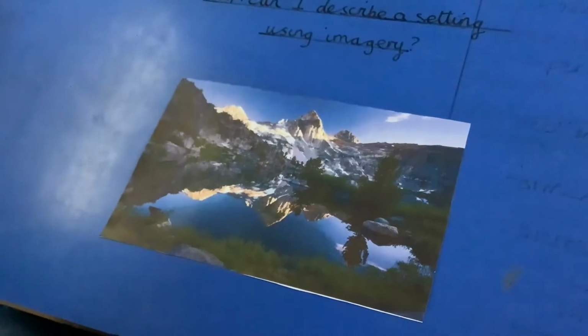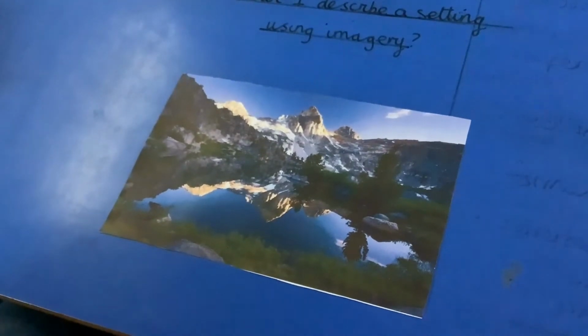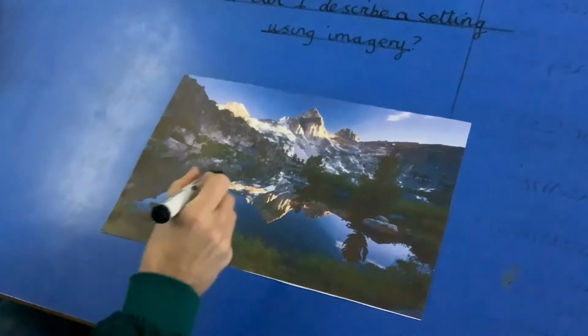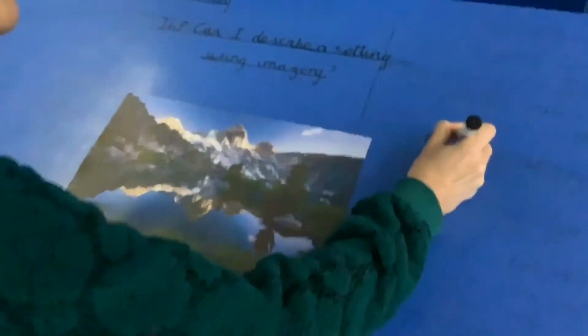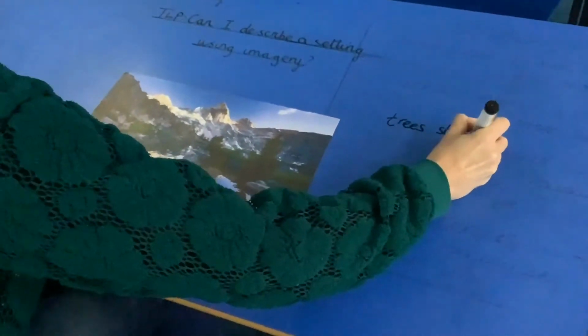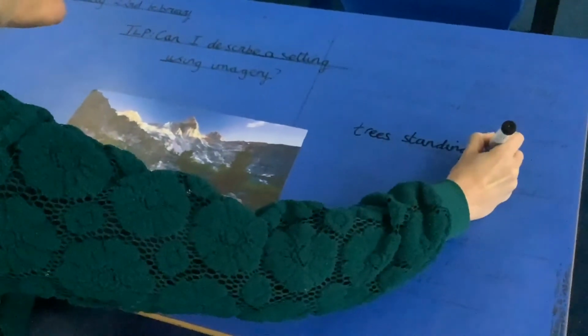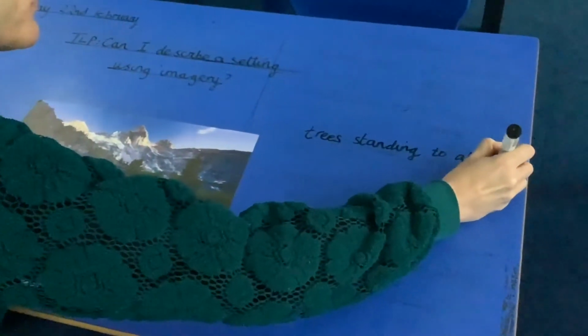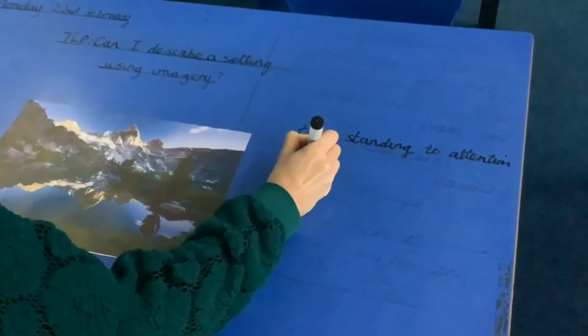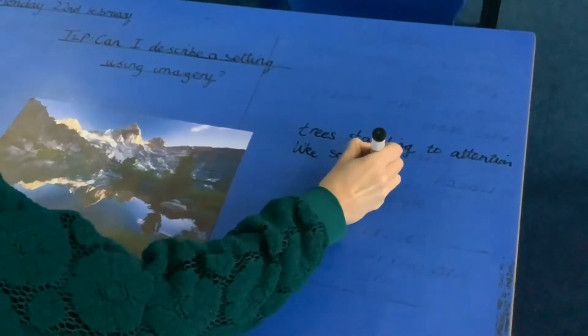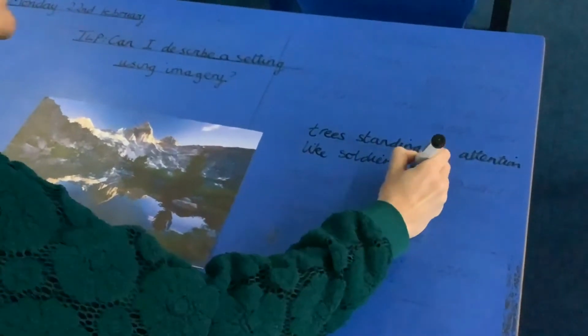When you use imagery, it's really clever if you can use similes and metaphors. We've talked about these in school before, when you're trying to say that something is something that it isn't. So for example, these trees here, I think these look like soldiers. So I'm going to say trees standing to attention. So I've personified the trees. Trees standing to attention like soldiers, guarding the mountain.